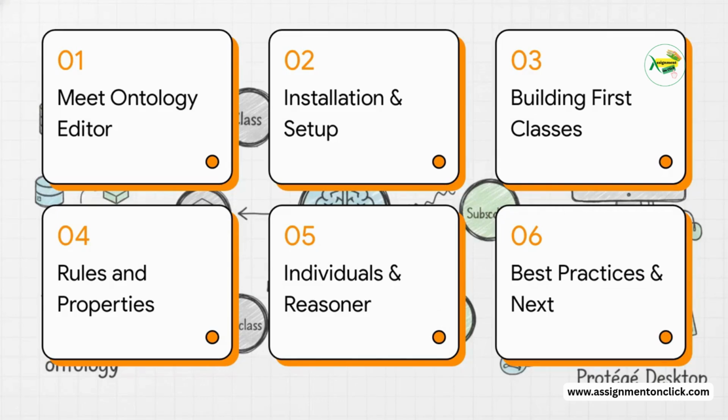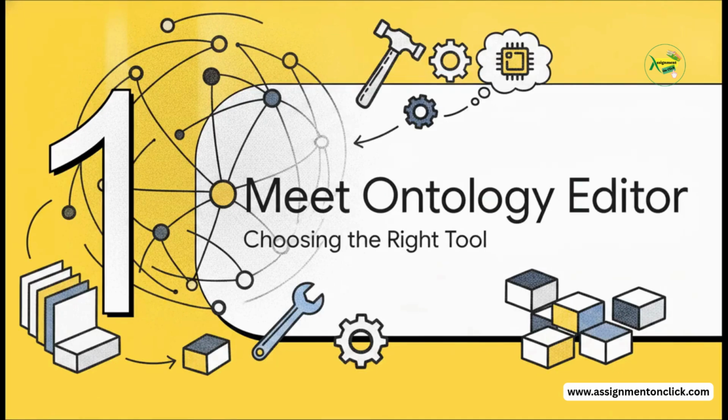Here's our blueprint for the build today. We're covering meet your ontology editor, installation and basic setup, building your first classes, defining rules and properties, individuals and the reasoner, and finally, best practices and next steps. We're taking you from an empty downloads folder to a logically reasoned, functional OWL ontology in just a matter of minutes. Step 1. Meet your ontology editor.